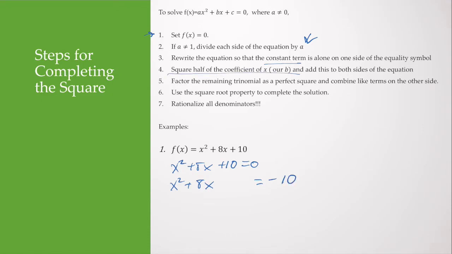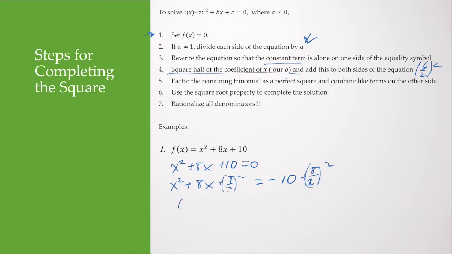Next, we add b over 2 squared, not just to one side, but to the other. Remember, we have an equality here. We have an equation. And what we do to one side, I need to do to the other. So I'm going to add 8 divided by 2 squared to both sides.